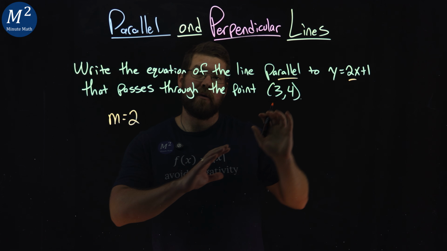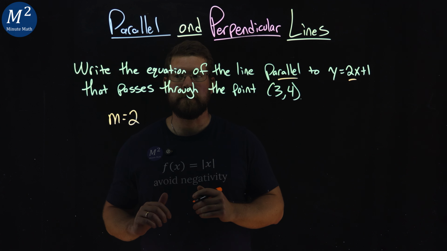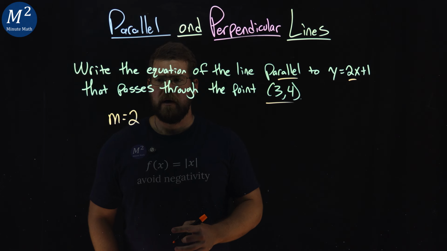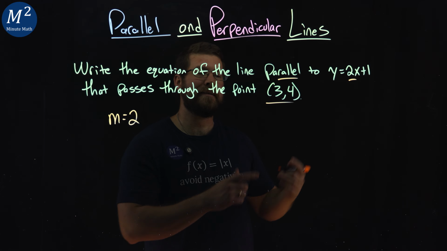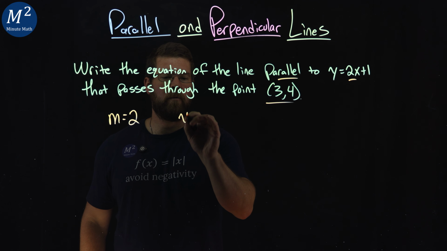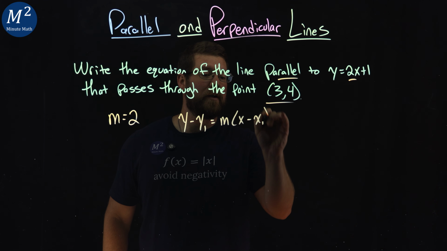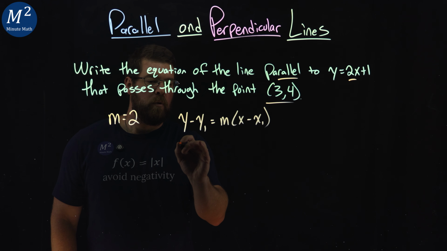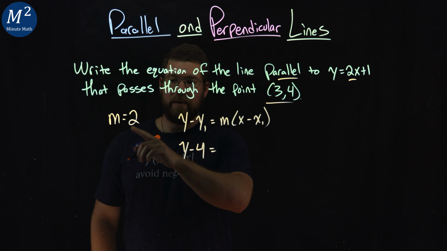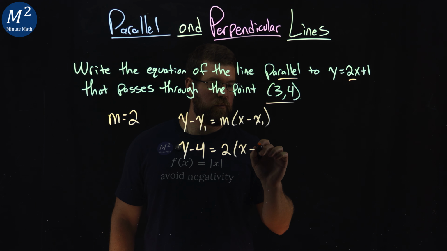We grab that from our equation, and we don't need anything else. All we cared about was the slope being 2. Now it passes through this point here, (3, 4). Well, we have a slope, we have a point, and that makes me want to use point-slope form here. So to do that, it's y minus y1 equals m times x minus x1 in that formula. Y minus y1, our point here, 4, equals m, our slope 2, times x minus x1, which is a 3.